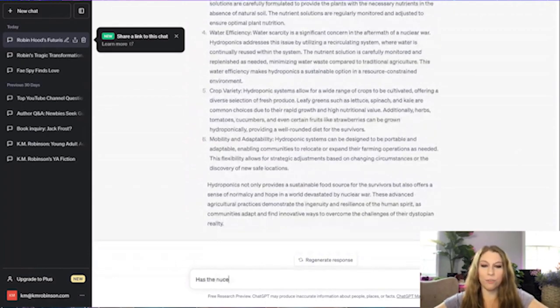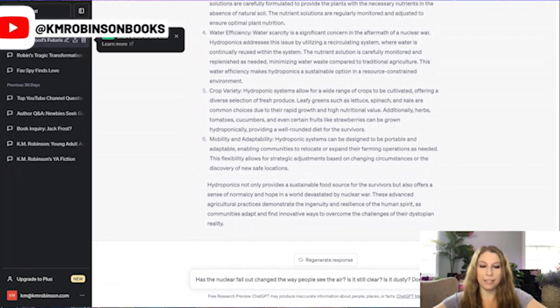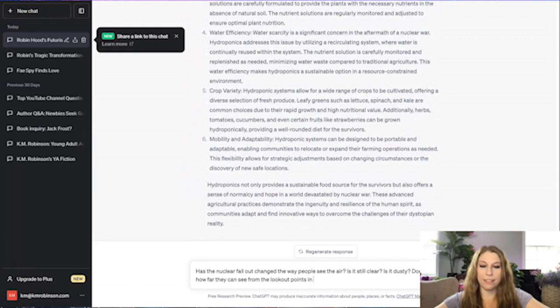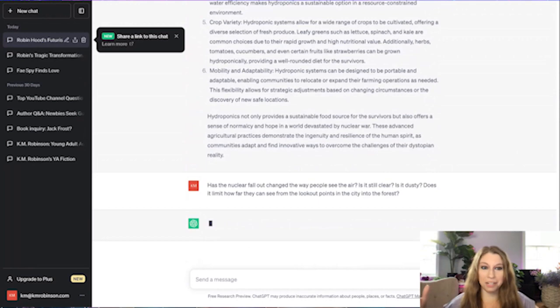Has the nuclear fallout changed the way people see the air? Is it still clear? Is it dusty? Does it limit how far they can see from the lookout points in the city into the forest? Ask clarifying questions. Let's see what happens.